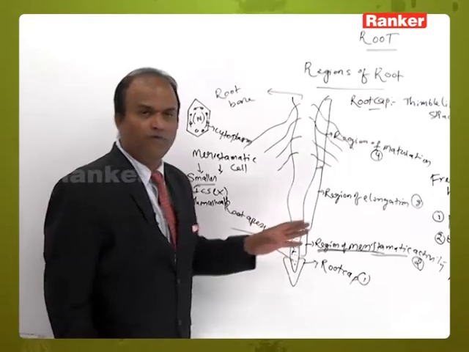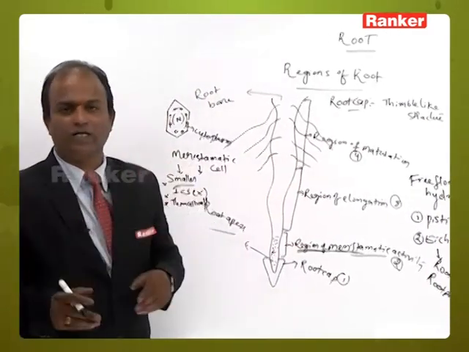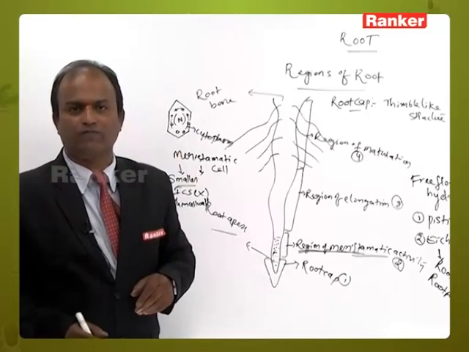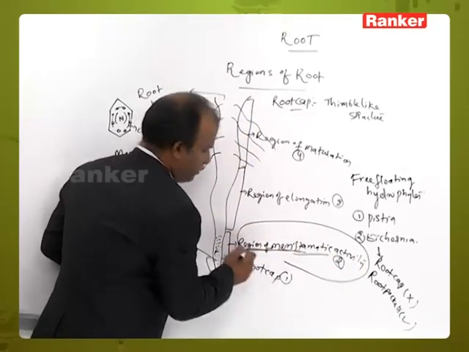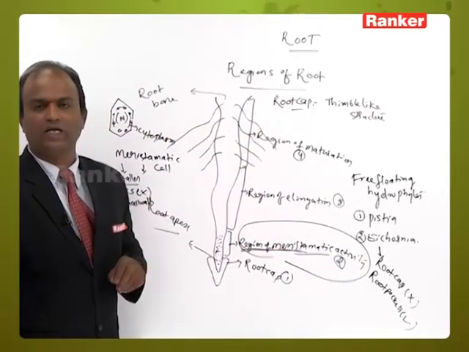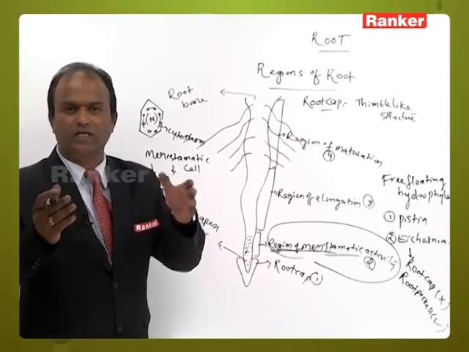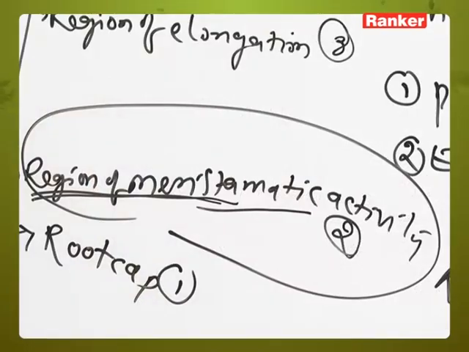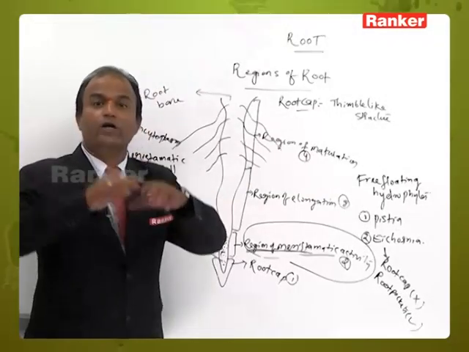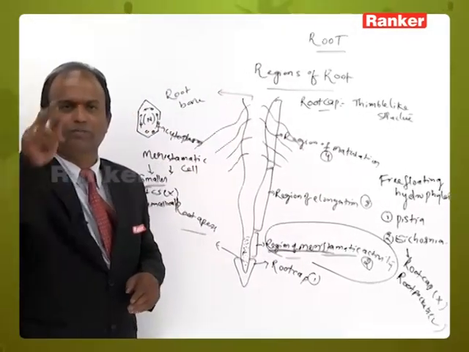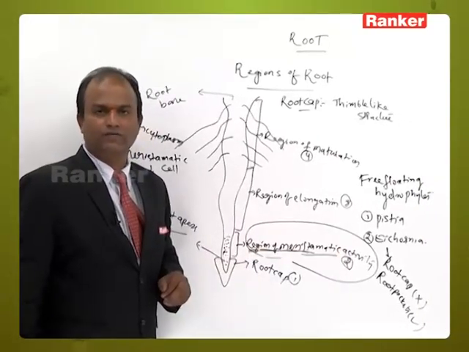Can you tell me which region of the root undergoes mitotic divisions and produces a large number of new cells? That region is nothing but the region of meristematic activity. The part where numerous mitotic divisions are occurring, where more new cells are produced, is the region of meristematic activity.